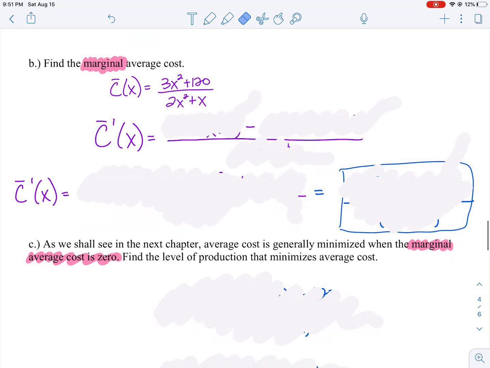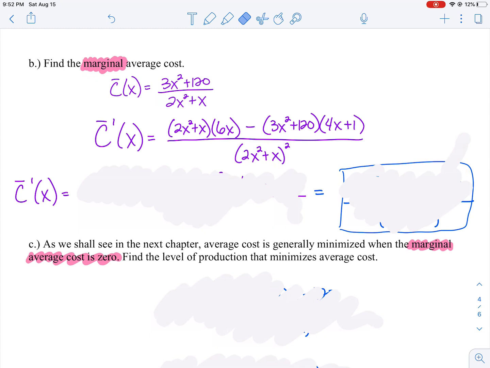So in part B, when I ask you to find the marginal average cost, that means I need you to take that equation and still find its derivative, right? I need you to find the derivative of that average cost equation. So if this is our average cost equation and we need to find the derivative, we've got to use that quotient rule. We have the bottom times the derivative of the top minus the top times the derivative of the bottom over the bottom squared.